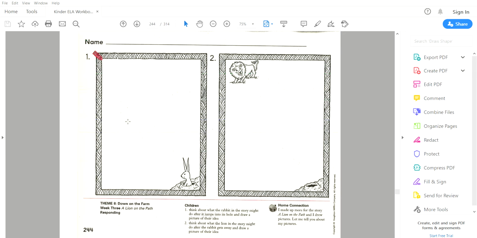This is the end of the video, so I'm going to ask you to continue this page on your own. I'll say the directions one more time so that you are prepared. On number one, I want you to draw a picture of what the rabbit might have done after he ducked into his hole and was safe from the lion. On number two, I want you to draw a picture of what the lion might have done after the rabbit ducked inside his hole. Remember, the lion was very hungry. So what do you think he might do next? Go ahead and finish this page, and you can add colored detail if you'd like.